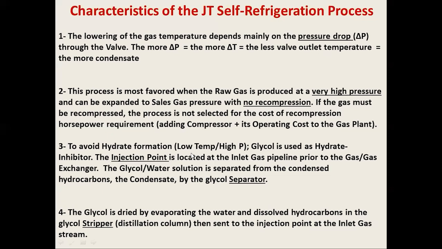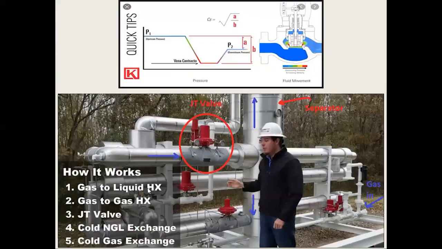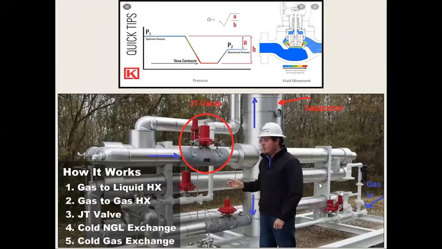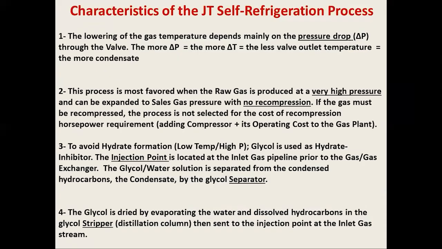To avoid hydrate formation, glycol again should be used as a hydrate inhibitor. The injection point is located at the inlet gas pipeline prior to the gas heat exchanger. Before here, it is not shown, I'll tell you. Here. At this point. All right. The glycol is dried by evaporating the water and dissolved hydrocarbons in the glycol stream, then sent to the injection point at the inlet gas stream. It's the same glycol cycle as in the propane chiller cycle.